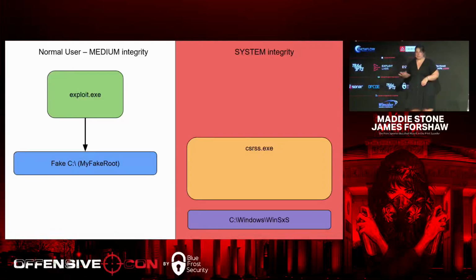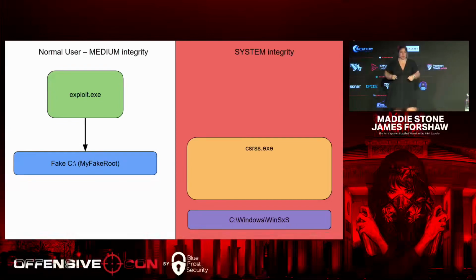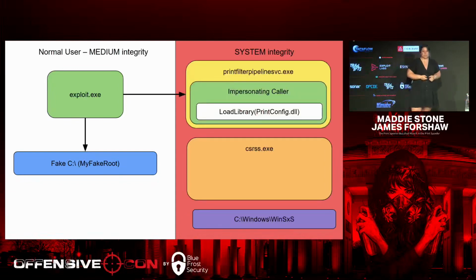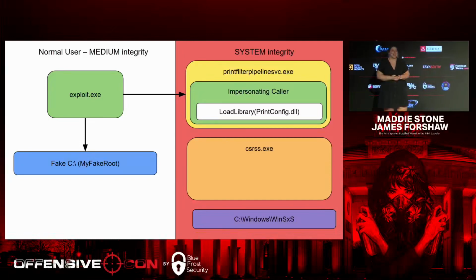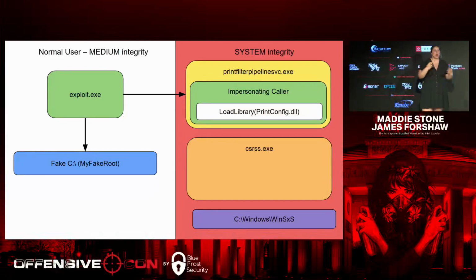The first thing that it does, as I showed before, is drop that file tree at the root of the C drive, calling it myFakeRoot. It then does a symbolic link to change the mapping of the root C drive to the myFake folder that it planted there. So now the C drive has been modified by this normal user running at medium integrity. It will then use RPC to start the print filter pipeline service using the begin print function, which then ultimately calls into that load library function that had been patched within winspool.drv.